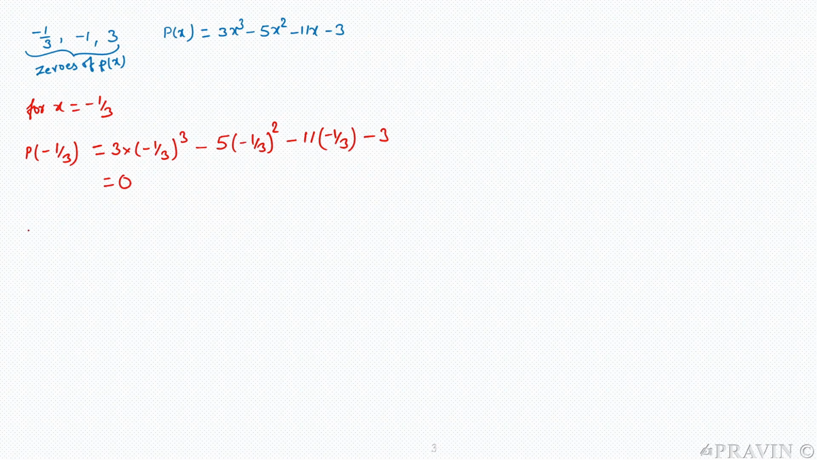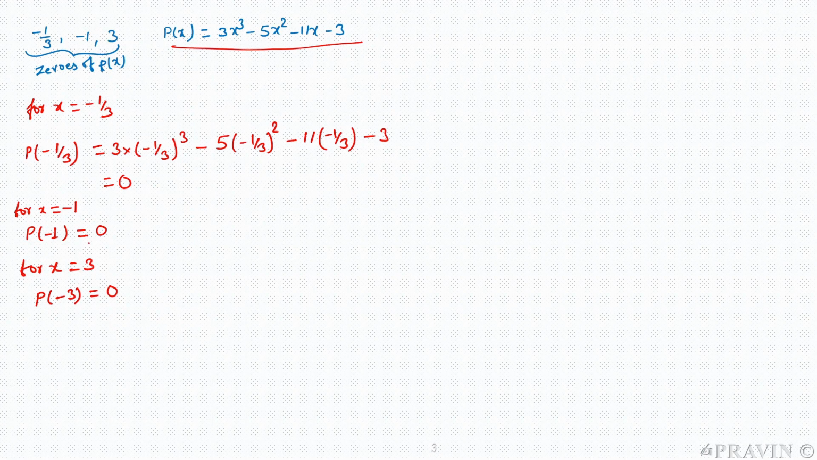Similarly, when you put x equal to minus 1 in this given polynomial, you will again get 0 value. And similarly for x equal to 3, you will get the value is becoming 0. Thus you can say that minus 1 by 3, minus 1 and 3 are zeros of the given cubic polynomial.